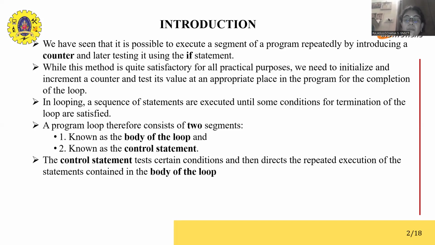The program loop consists of two segments. One is the body of the loop and the other one is the control statement. So the control statement tests certain conditions and then it directs the repeated execution of the statements contained in the body of the loop.